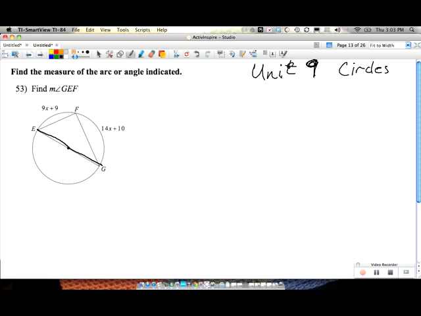Diameter, e.g. is a diameter. From here to here, that's a diameter. That means that it cuts a circle in half. That means that this angle in the middle, this central angle, is 180 degrees. That means that this arc right here is 180 degrees.